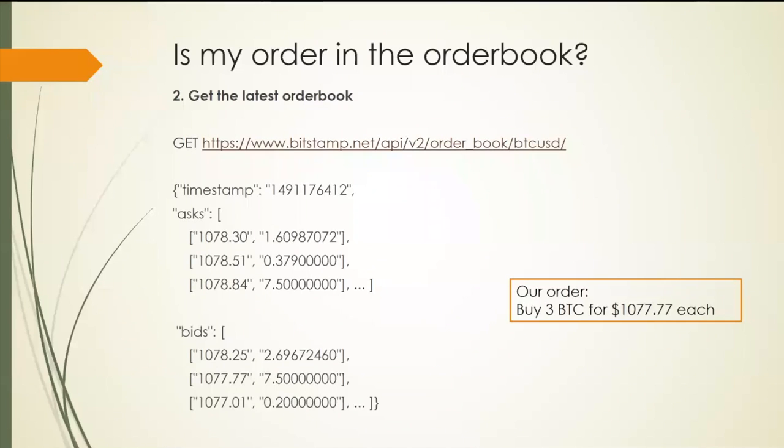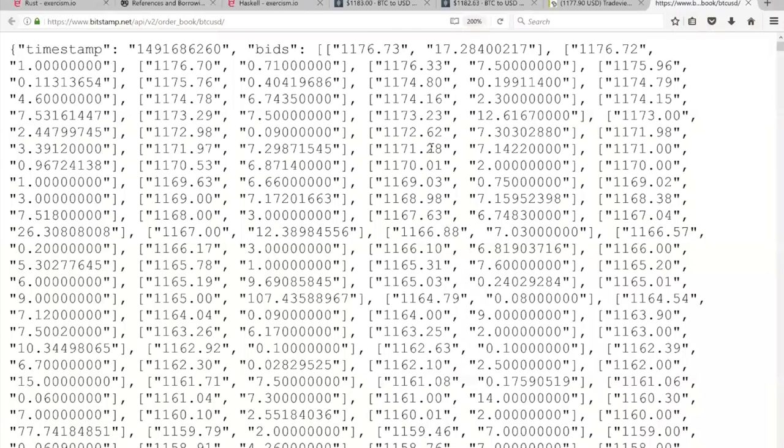You can do this right now. Where's my mouse pointer again? There you go. It's just a GET request, and you get the order book back, with the bids and asks.